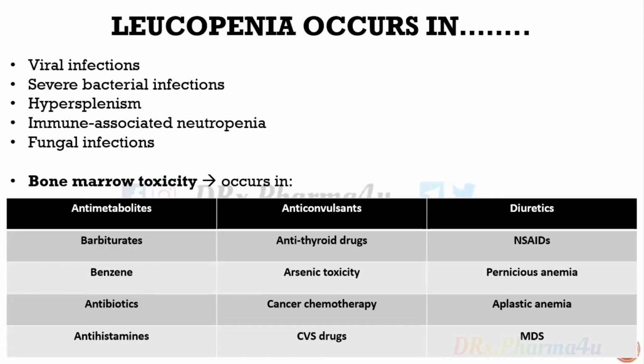Immune-associated neutropenia. Neutrophil is a part of WBC itself. So if that reduces, that can also indicate leukopenia. And in fungal infections also, leukopenia has been observed. Bone marrow toxicity is quite understood, because the function of bone marrow is to produce RBC, WBC, and platelets. So bone marrow toxicity means WBCs will be reduced. These are some of the conditions in which bone marrow toxicity can happen. And because of all of these conditions that you are seeing in this slide, WBCs may reduce.